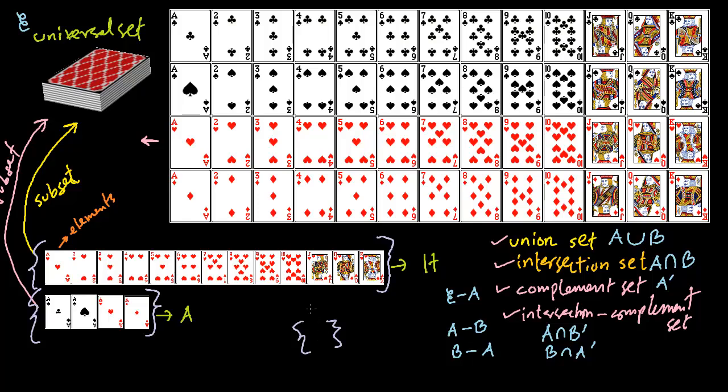Now there are two special notations. The fact that these are subsets of the universal set, so we write it as set. If the first one is set A, we write set A is a subset of the universal set. So subset is denoted by this C shape.